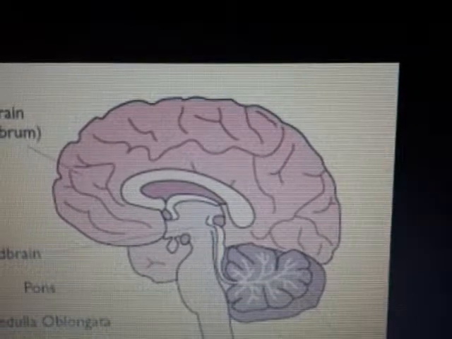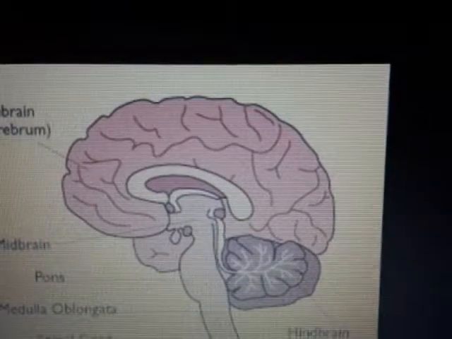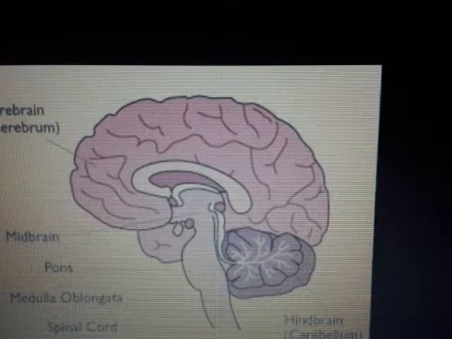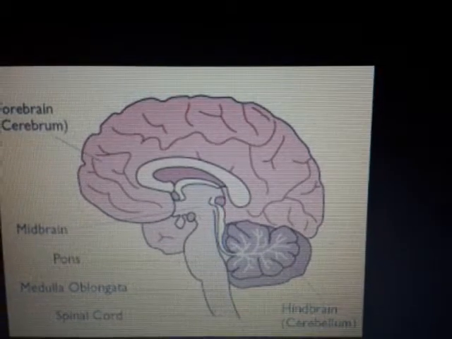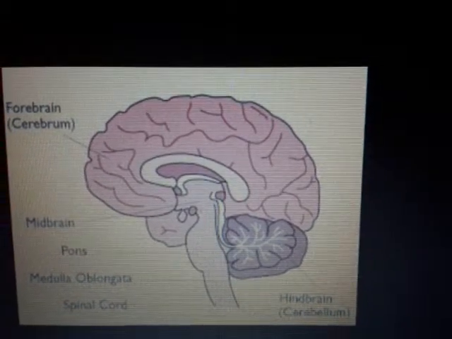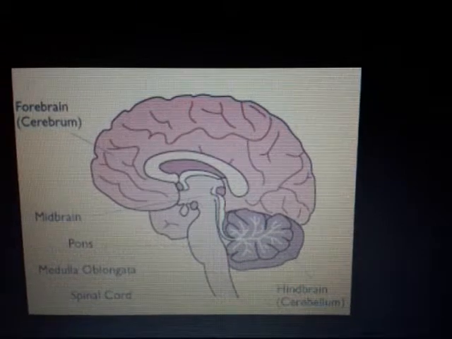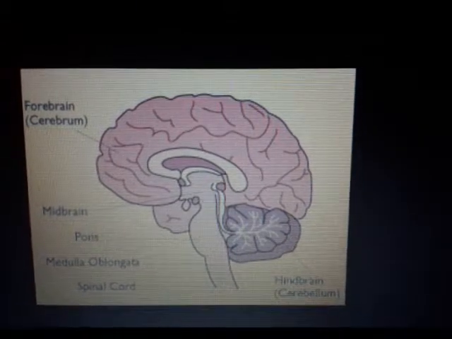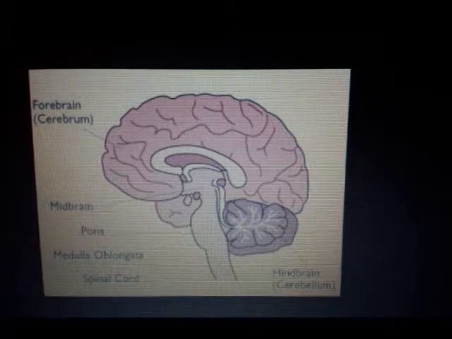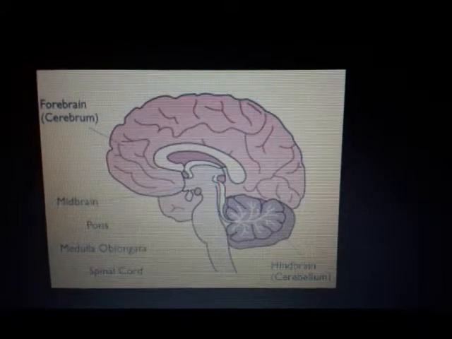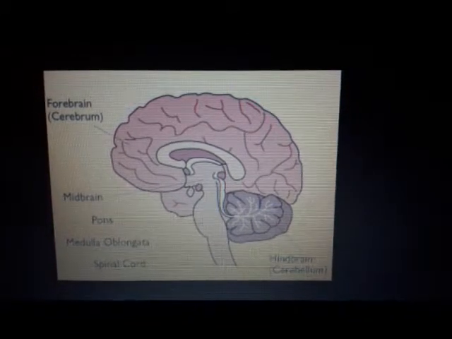So medulla oblongata, pons varolii. The T is the midbrain. The C is cerebellum and cerebrum. So we're going to go back now. Cerebrum, cerebellum, the midbrain, pons varolii, and medulla oblongata.